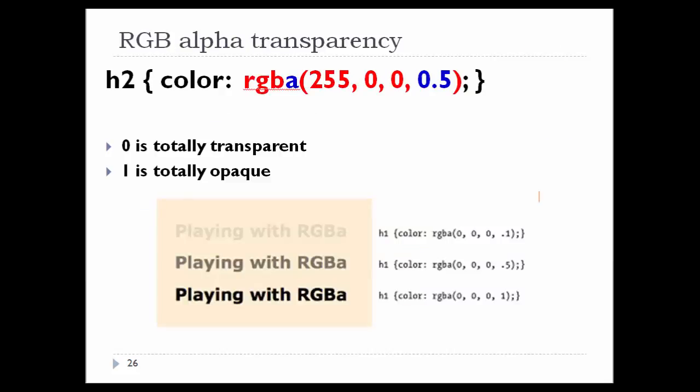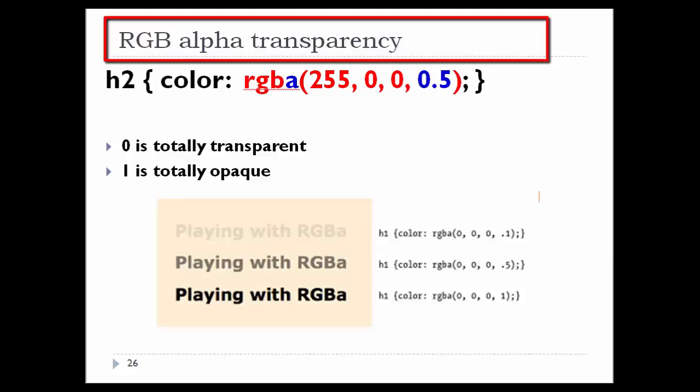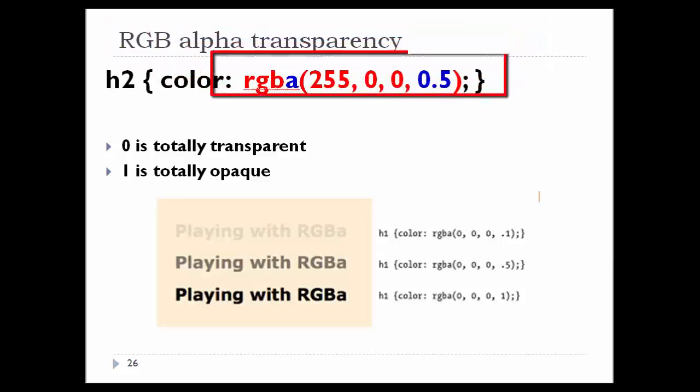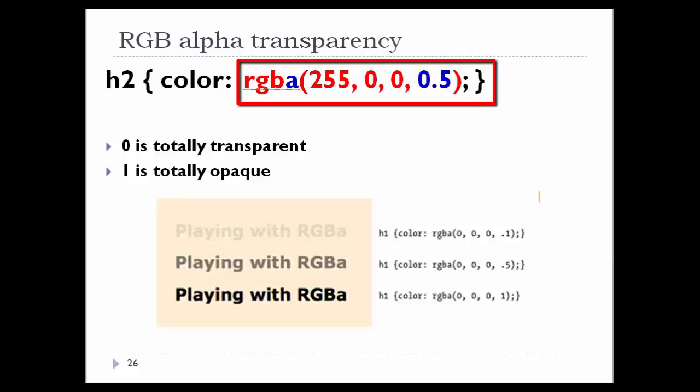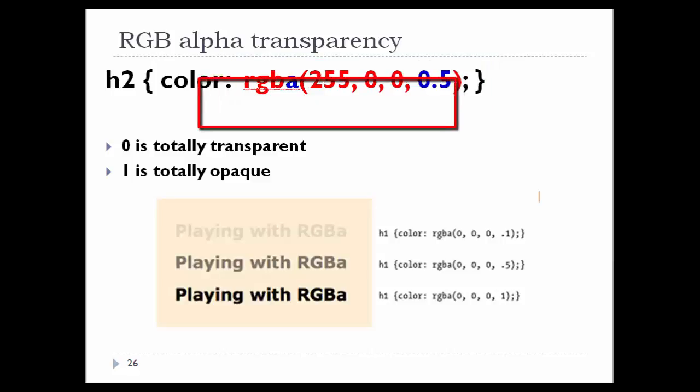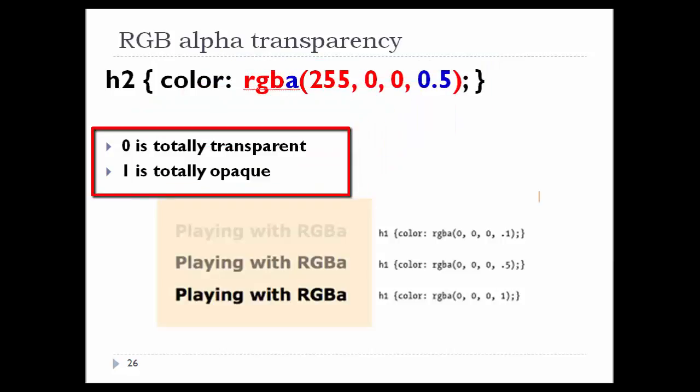Transparency in CSS3. We have RGB alpha transparency. If you're familiar with Photoshop, you're familiar with our alpha layer. And this makes a color transparent. In the world of transparency, 0 is totally transparent like a window. You can see through it. 1 is totally opaque like a wall.